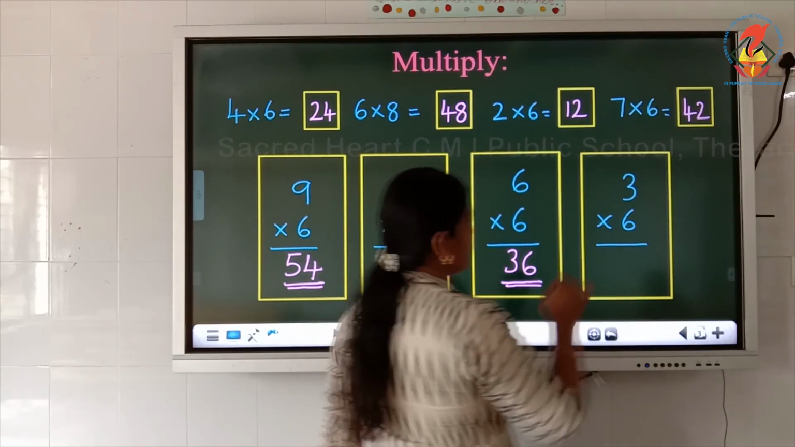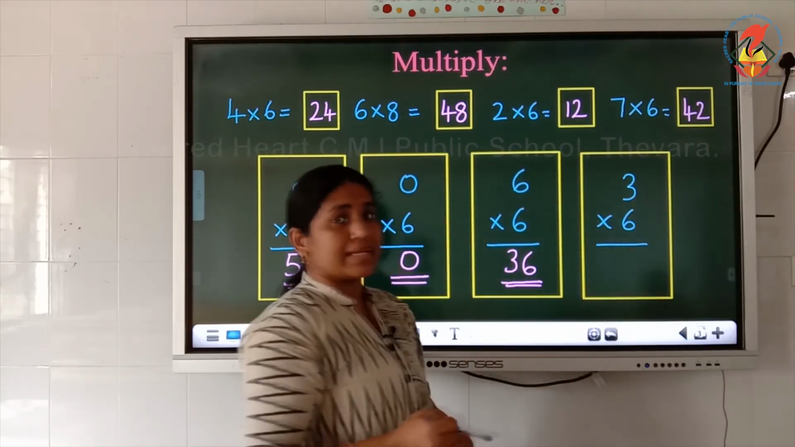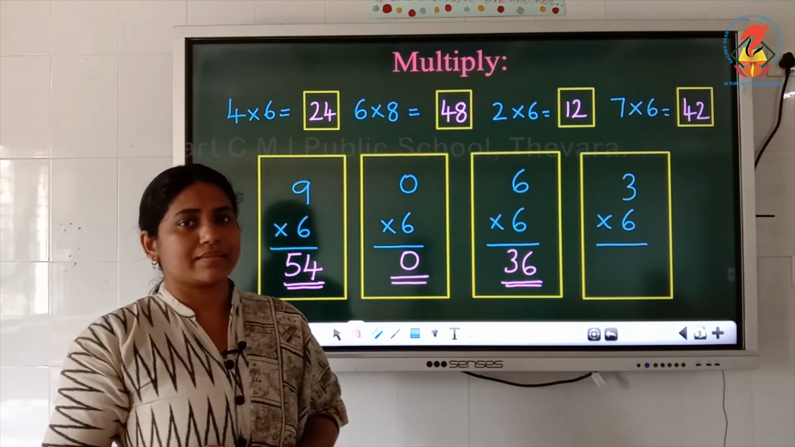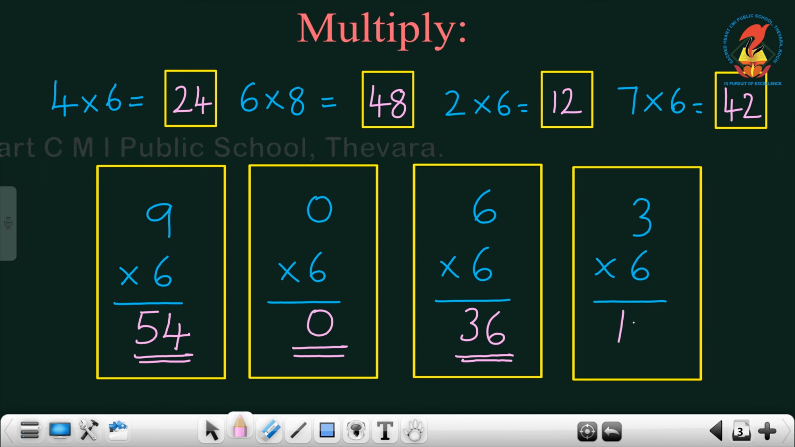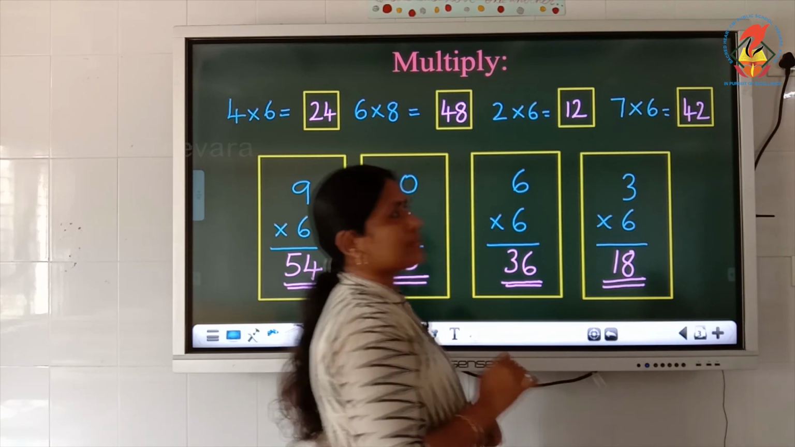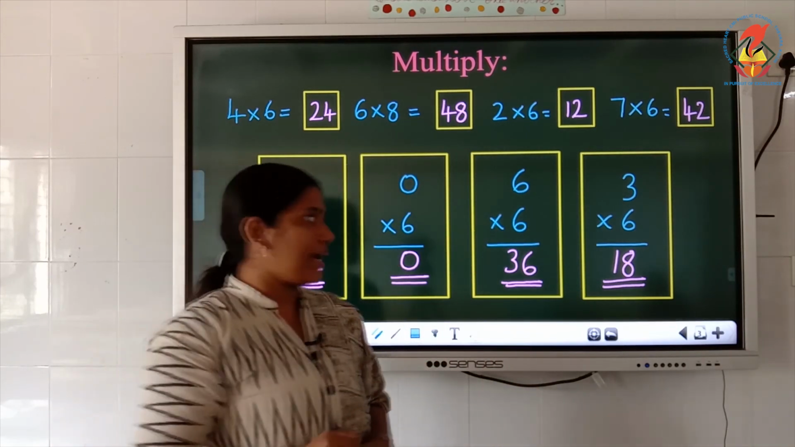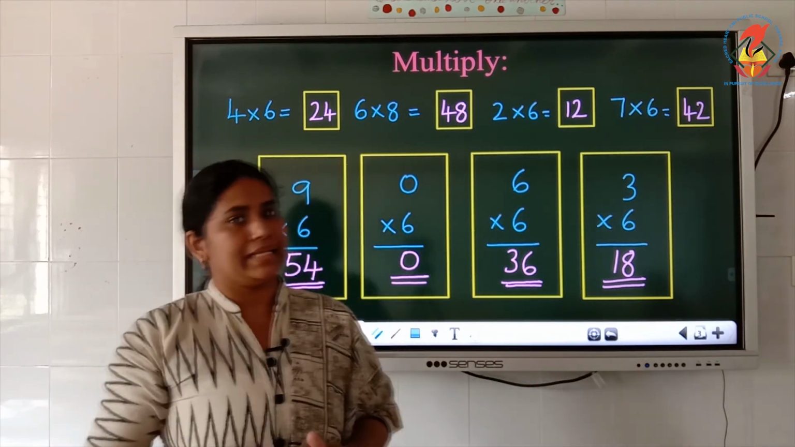Now the last question. 3 times 6. 3 6 are, what is the answer? 3 6 are 18. We know the answer from the 3's as well as the 6 table. In both the tables the same answer is there. 3 times 6 are 18 and 6 times 3's are also 18.